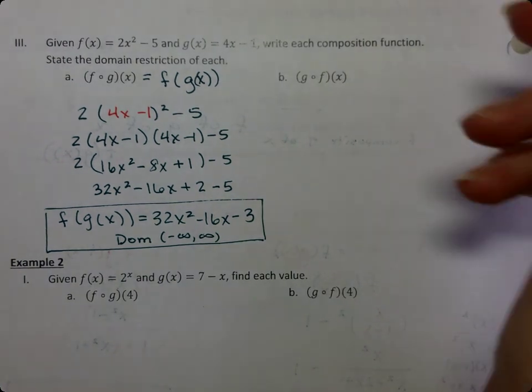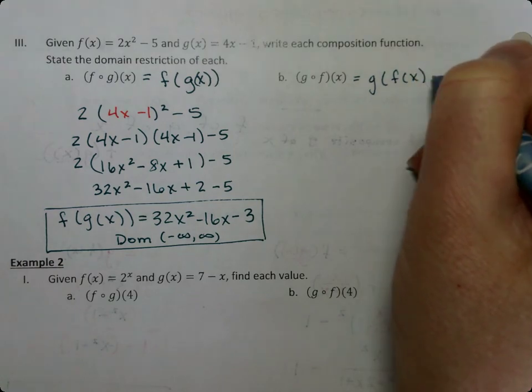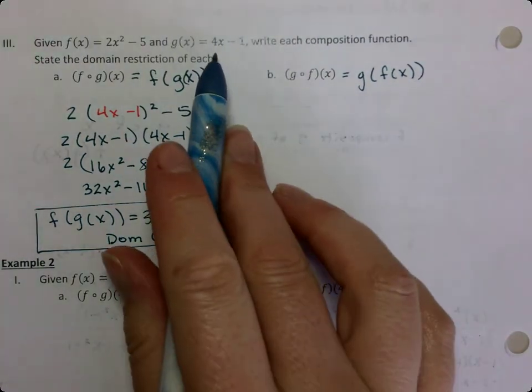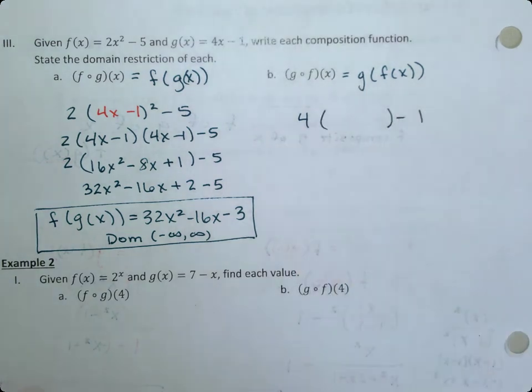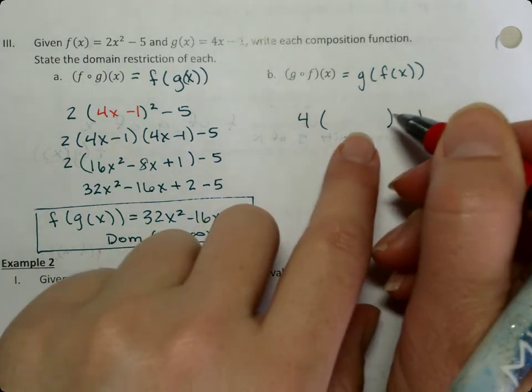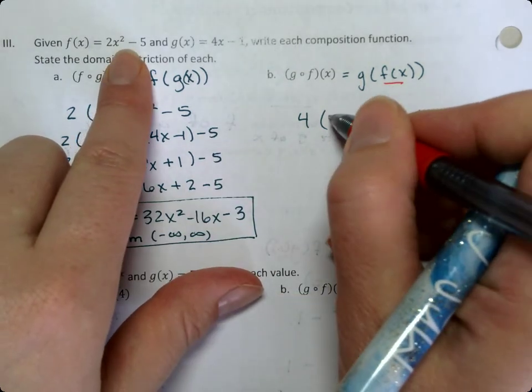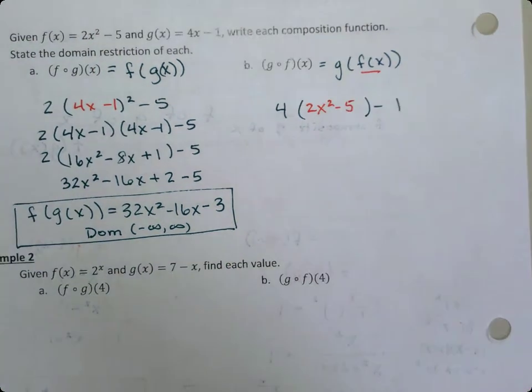All right, now let's reverse it. Let's do g of f of x. So the function g is 4 times x minus 1, and that x value, f of x, is going to go in here as 2x squared minus 5. So definitely a little bit less work to do.